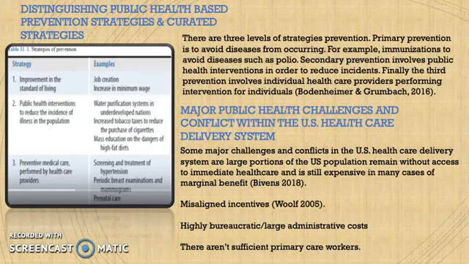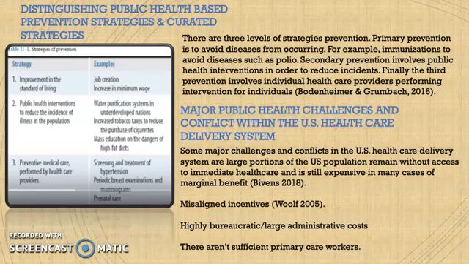There are three levels of prevention strategies. First is primary prevention, which is to avoid diseases from occurring. For example, immunizations to avoid diseases such as polio, because back in the day, polio used to wipe out a lot of people, just like the Black Plague. But thankfully today we have those shots. Secondary prevention involves public health interventions in order to reduce incidence. And finally, the third prevention involves individual healthcare providers performing intervention for individuals.